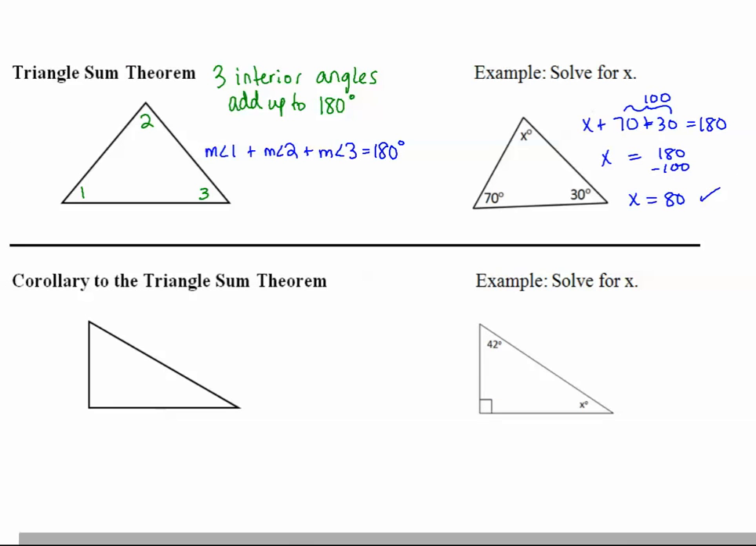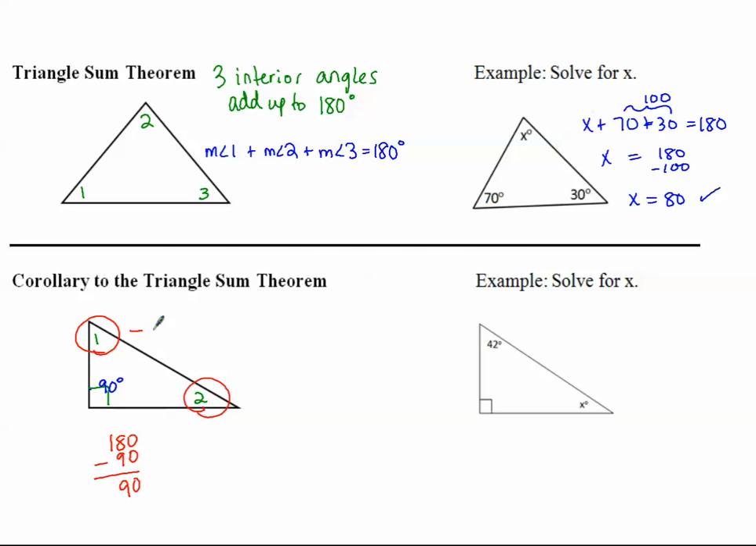A corollary to the triangle sum theorem gives us a shortcut for when we're working with right triangles. So if I make this a right triangle, and I label these angles 1 and 2, let's think about what the triangle sum theorem told us. All three angles have to add up to 180 degrees. So if this guy is already 90 degrees, what's left over for these other two acute angles? Well, 180 minus 90 leaves us with 90. So that means these two acute angles must add together to make 90 degrees.